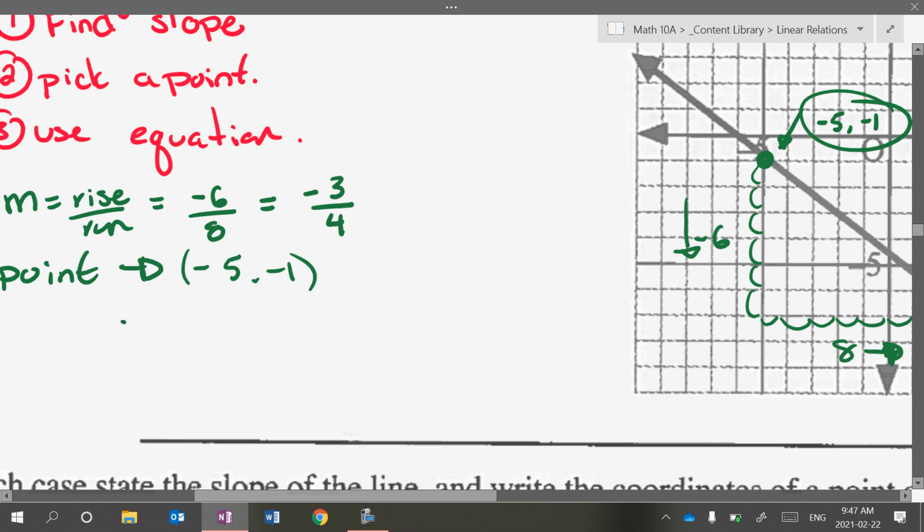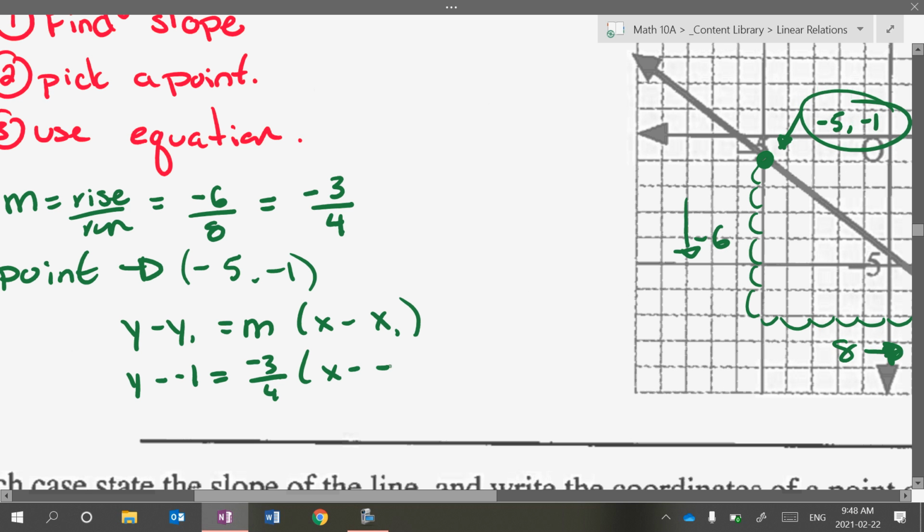So then I'm going to plug it in. So here's my equation. Then I get y minus, in this case, -1 equals -3/4 x minus -5. I have to simplify it. If you don't simplify it, I'm taking marks away from you. So I get y = -3/4 x + 5.